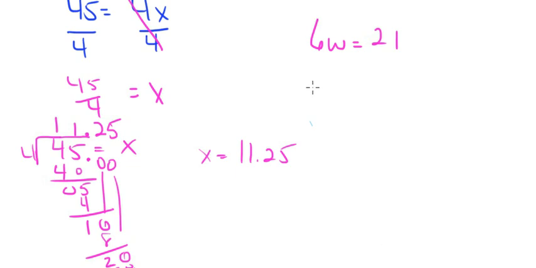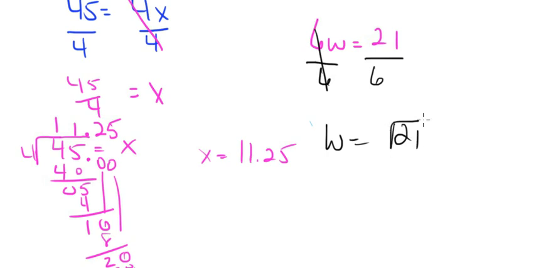Okay, guys, so here's what we should have done. We should have divided both sides by 6. Cancels the 6's out. We're left with W equals 21 divided by 6, basically. And W is going to equal 6 goes into 21. My decimal goes right here. 6 goes into 21 3 times.